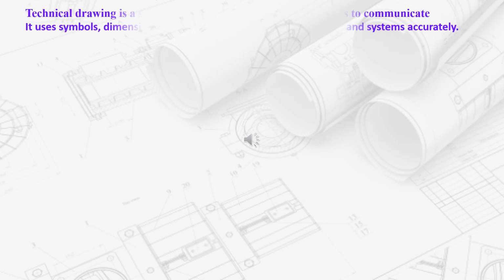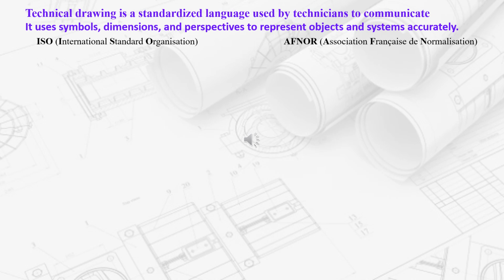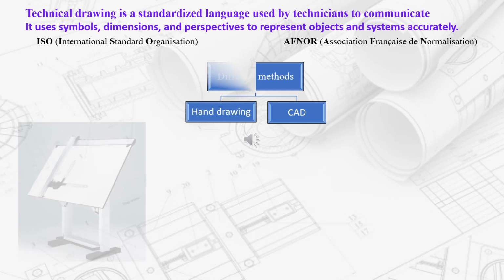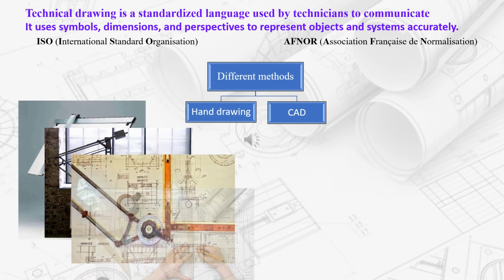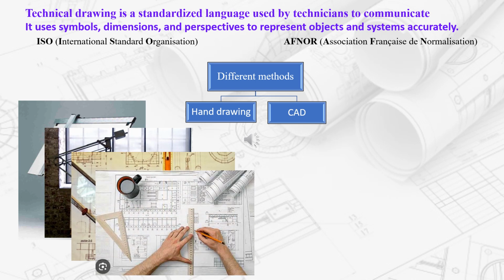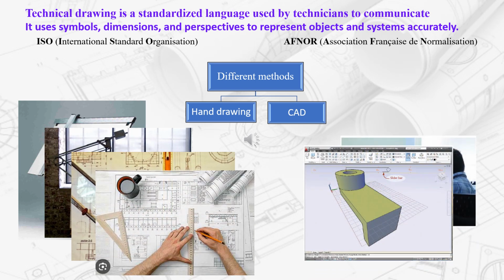It uses symbols, dimensions, and perspectives to represent objects and systems accurately. Drawings follow international standards like ISO and AFNOR. These standards help in defining rules for dimensions, projections, and notations to maintain consistency across industries. Technical drawings can be created by hand or with the help of computer-aided design (CAD) software.